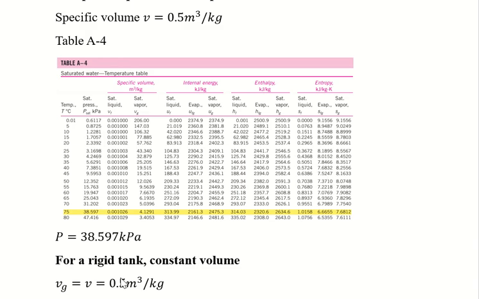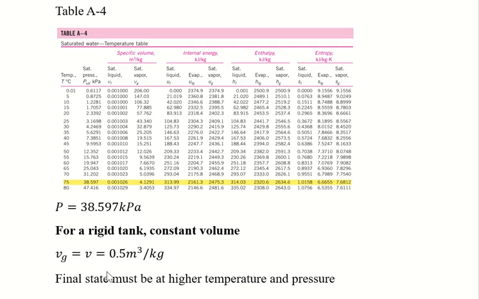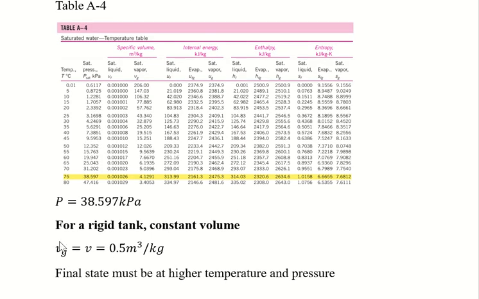For constant volume, remember we're talking about a rigid tank. That means it's not changing volume, it's constant. And this is what you were just told: we assume that the specific volume of the vapor phase is equal to the specific volume. Why? Because at this state, the state we're trying to solve for temperature, all the contents within the tank are being vaporized.